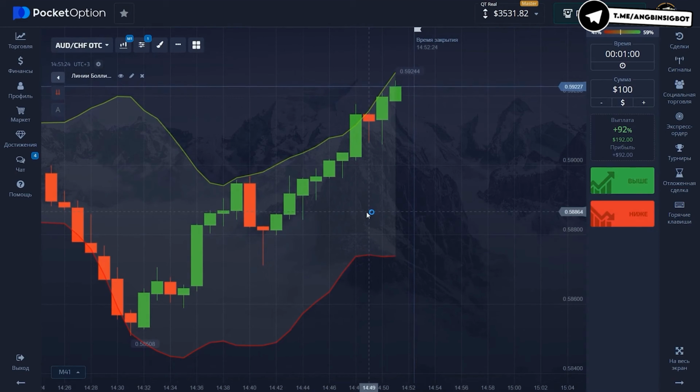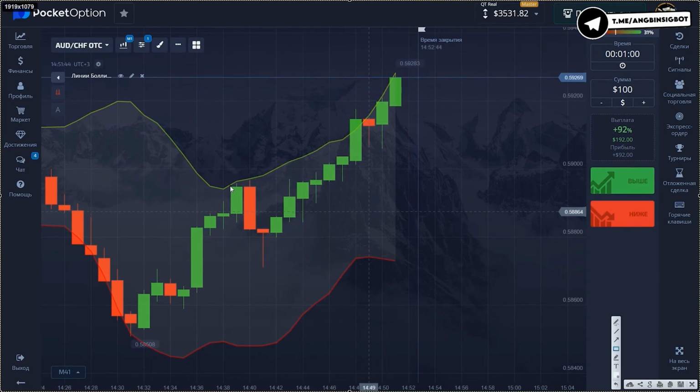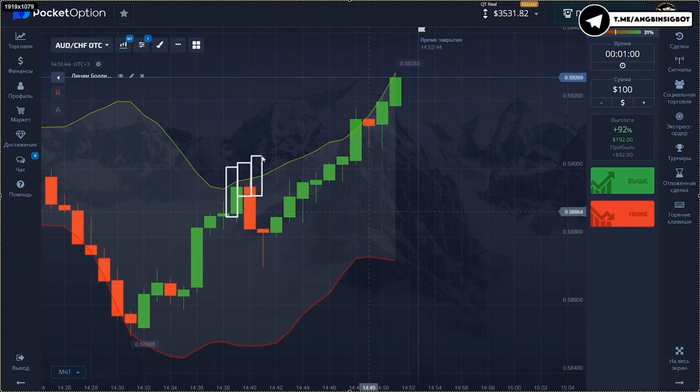Now I will give you a tip on how to increase the percentage of your profitable trades. Look friends, here is the tip. You can ignore the chart. I will show you everything now using an example. Let's say the candle closed beyond the Bollinger Band. Then you see that the next candle also closed beyond the Bollinger Band. And the third candle also closed beyond this line.